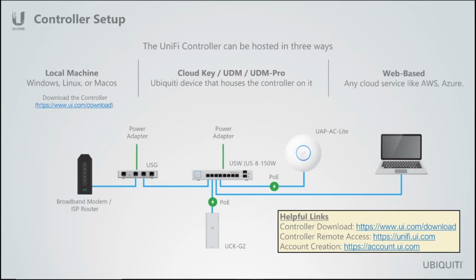You can always have, so all of these different controllers that you see, the local machine, the cloud keys, the web-based controllers, all of these can still be accessed remotely. To access them, you would have to turn on the cloud access settings on your controller and then simply go ahead and access it from unifi.ui.com. For having access to unifi.ui.com for your devices, you would require to have an account on account.ui.com.